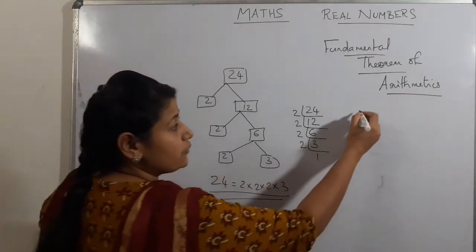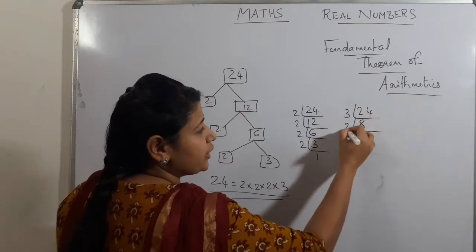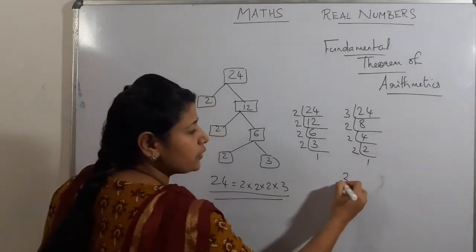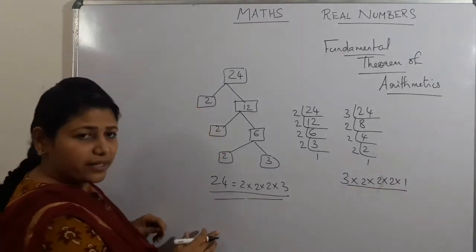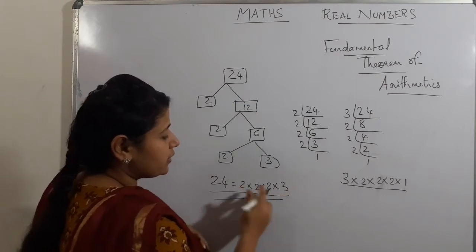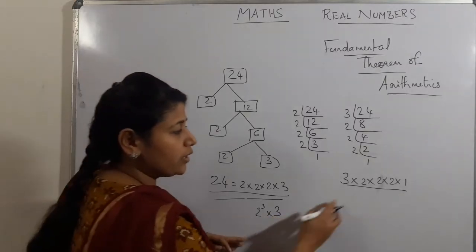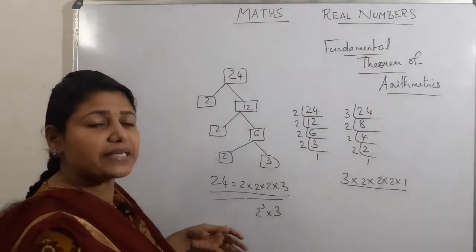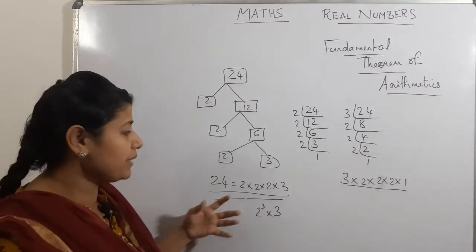Someone may do it like this. 24 may be divided by 3. Then he will get 8. And then again 2, 4, 2, 2, 2, 1. Here also the answer is 3 into 2 into 2 into 2 into 1. But both are unique. The order changed but all the numbers are the same. 2, 2, 2, 3, that means 2 raised to 3 into 3. 3 times 2 and 1 times 3. Here also 1 times 3 and 3 times 2. Both are same. So every composite number can be written as a product of prime numbers and it will be a unique one. Sometimes the order may change.